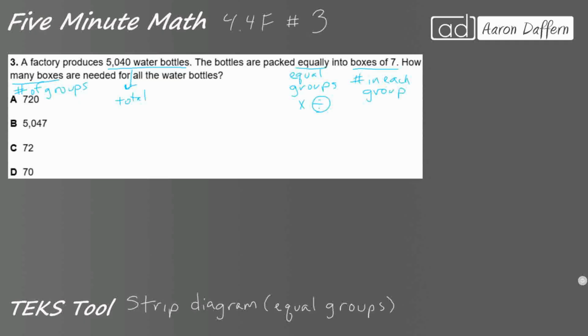So how do we draw this with a strip diagram? Well, we're going to get our total. So let's get our total like this. And we're just going to write 5,040. And we don't know how many groups we need. We know that there are boxes of 7, so we can represent that with a square. We're going to put 7 in there. What we're going to do is draw an arrow with a question mark. We're going to make it extend all the way across, and that's going to let us know we don't know how many 7s there are in 5,040, but we can use long division to figure it out.